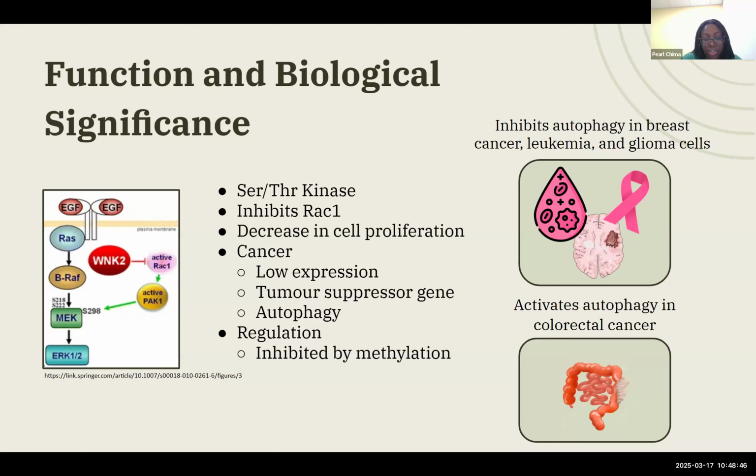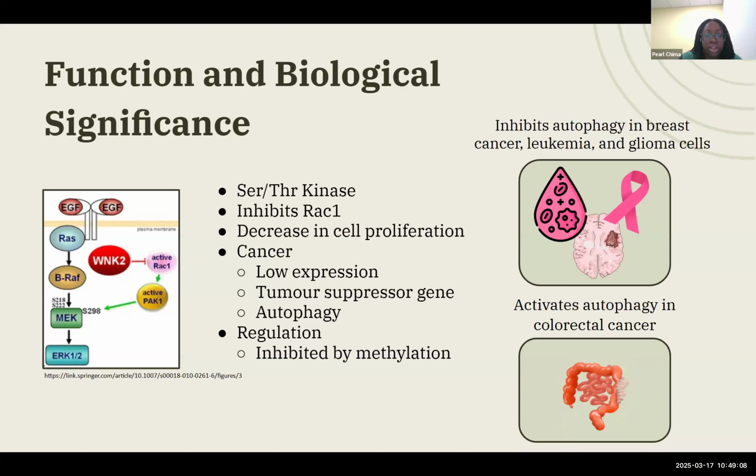This makes sense because WNK2 has been seen to inhibit cell proliferation, invasion, and migration of cancer cells. It is a tumor suppressor gene that is being tested to see how it can be used to target certain cancers. There is controversy in understanding whether or not WNK2 activates autophagy in cancer.